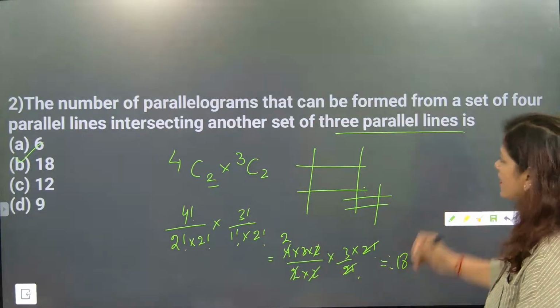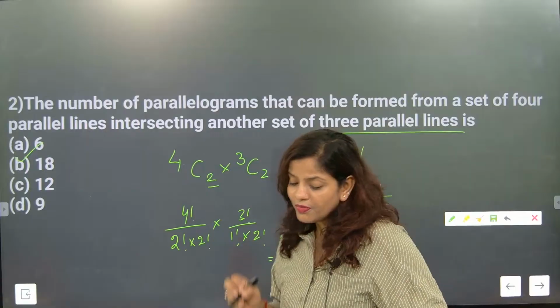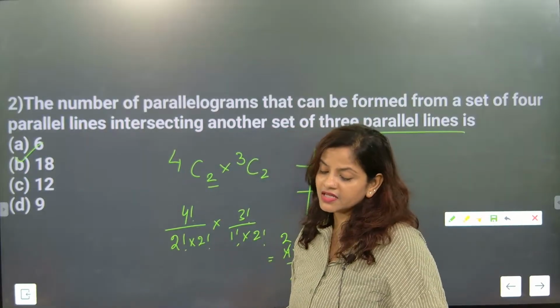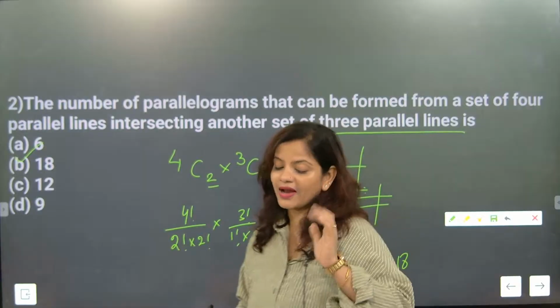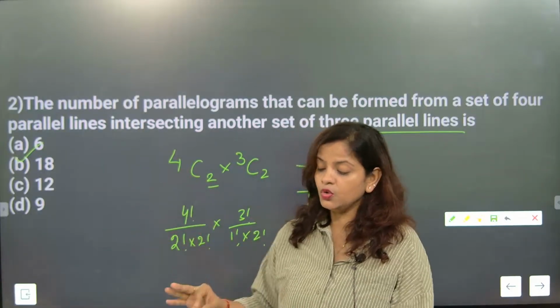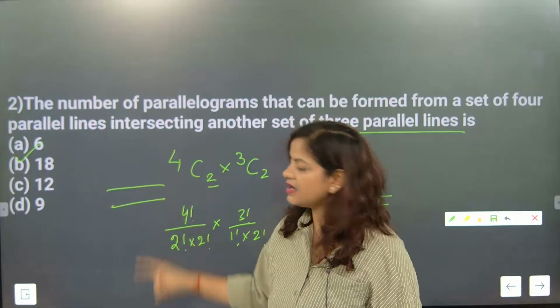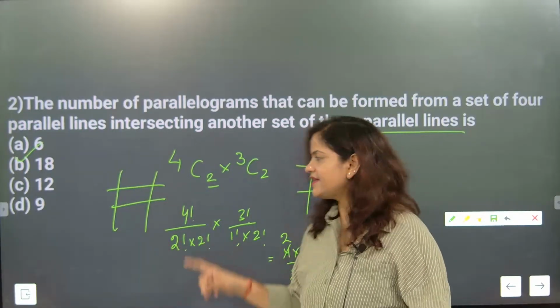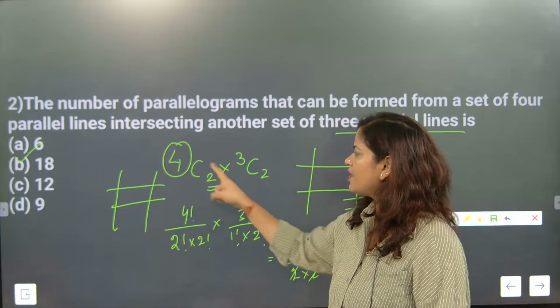Just understand how I have done, beta. Understand, to make a parallelogram, we need two parallel lines. How many parallel lines are there? Means two pairs of parallel lines. Two pairs of parallel lines. One pair of parallel lines like this, beta, and another pair of parallel lines. So how many parallel lines are there in two pairs of parallel lines?